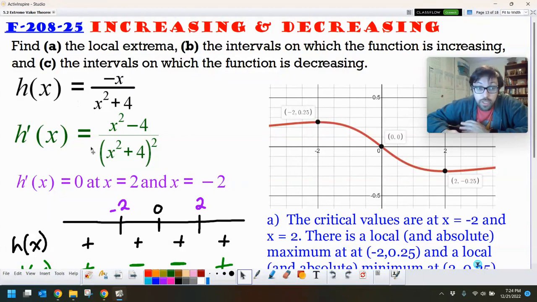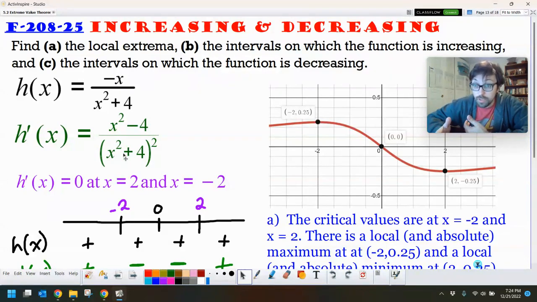So I've got this function, I've got its derivative, and I made the graph just to help us out so we could see what's going on. But we can do all of this without a graph. I found the critical values of 2 and -2. That would make this numerator 0. There aren't any in the denominator.